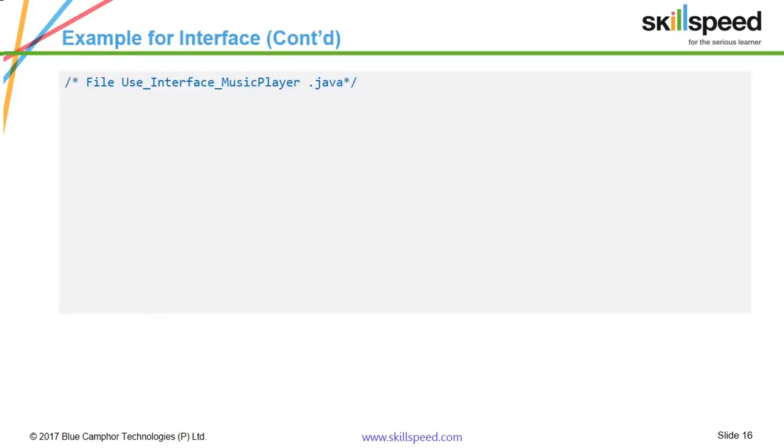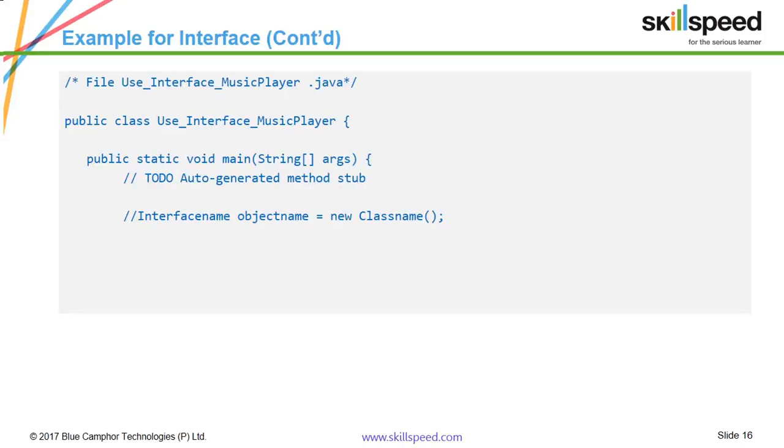We then have the public class UseInterfaceMusicPlayer, in which we have the public static void main, where we are creating an object for the class which is implementing the interface. However, by convention, we create the object for the interface and give the implementation of the class which is implementing the interface, like interface name, space, object name is equal to new class name. Here in our example, MusicPlayer player is equal to new SonyPlayer, and then we call the methods player.pause.